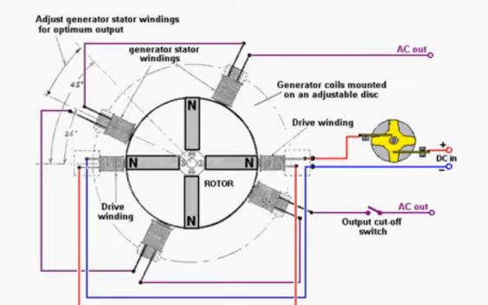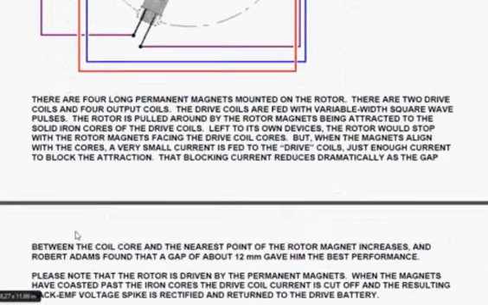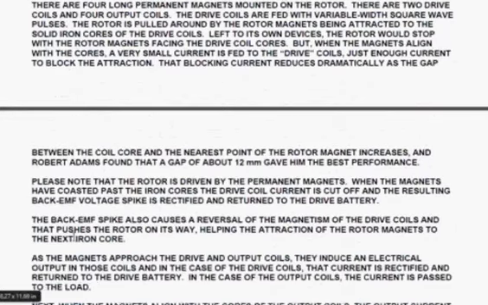It is very, very efficient. You will notice that in this particular diagram, which is one of Robert's diagrams, he puts the angles through which you can adjust the position of the various coils. The four output coils and the drive coils are mounted on a disc which can be rotated. This does require tuning, but you can get a very effective method of generating power doing that.